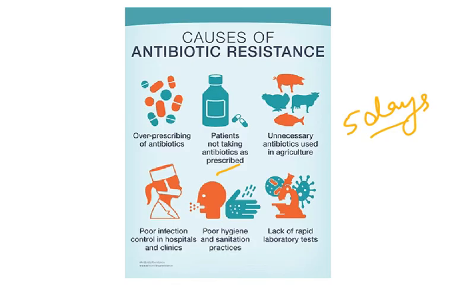Then there are unnecessary antibiotics used in agriculture to control diseases, like in chicken farming, poultry farming, and in animal farming like dairy farms. Poor infection control in hospitals and clinics, poor hygiene and sanitation practices, and lack of rapid laboratory tests to really prove that the person has a bacterial infection. So then we just give them antibiotics randomly. Okay, you have a sore throat, take an antibiotic. You have a toothache, take an antibiotic. You've got a headache, take an antibiotic. That's all very bad because it's going to result in a lot of antibiotic resistant strains of bacteria developing.